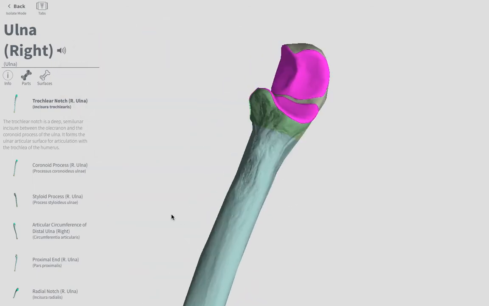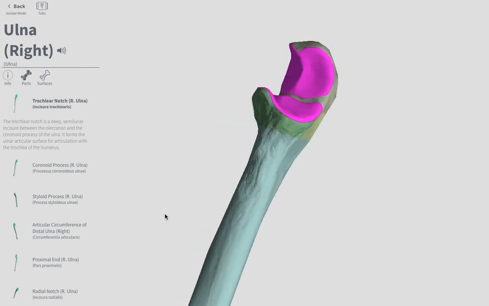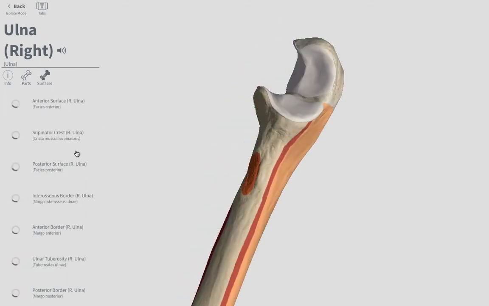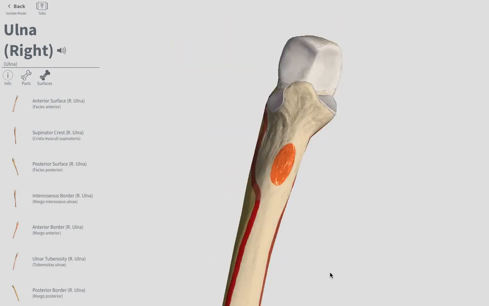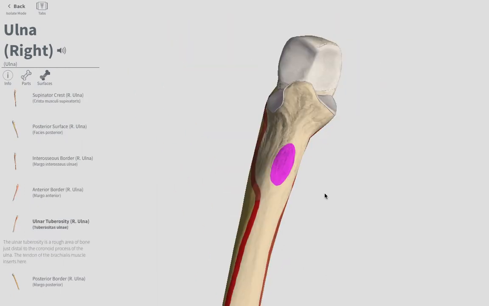The ulnar tuberosity, again, look for a rough kind of surface that's flatter, where muscle will insert. And it's going to be there, just inferior to the olecranon. Well, actually, this is the coronoid process. We'll get to that in a second. So that is our ulnar tuberosity.